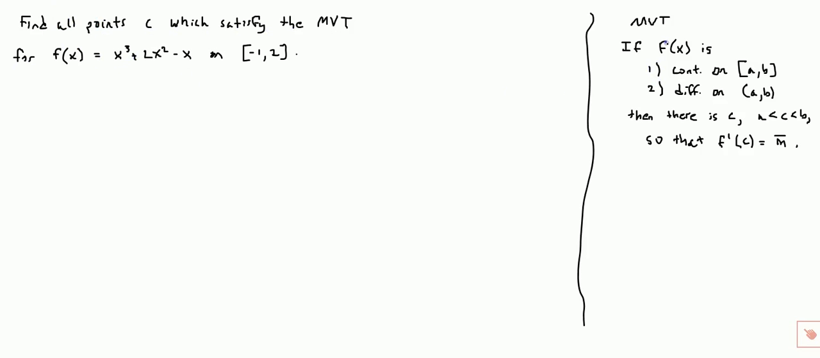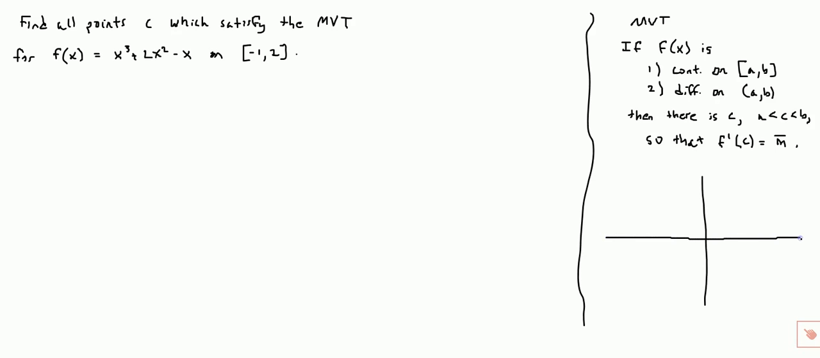It says if a function f is continuous on the closed interval [a, b] and differentiable on the open interval (a, b), then there's a point C in between those two endpoints such that the derivative at that point is equal to the average slope of the function over that whole interval. So what does that mean? I think it's easiest to see graphically.